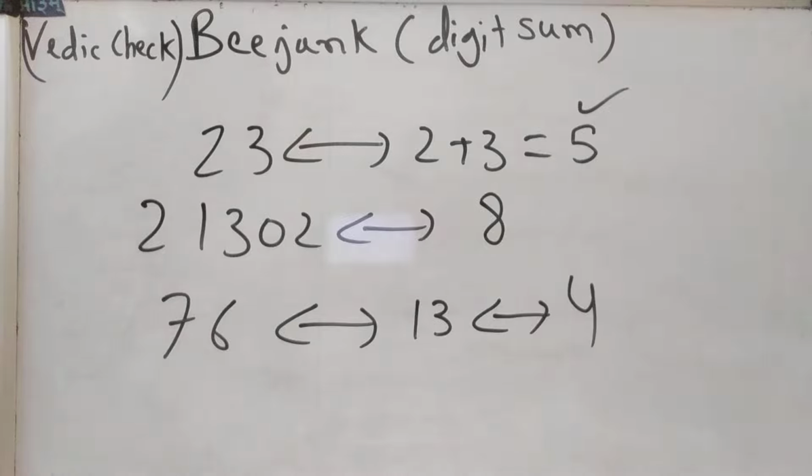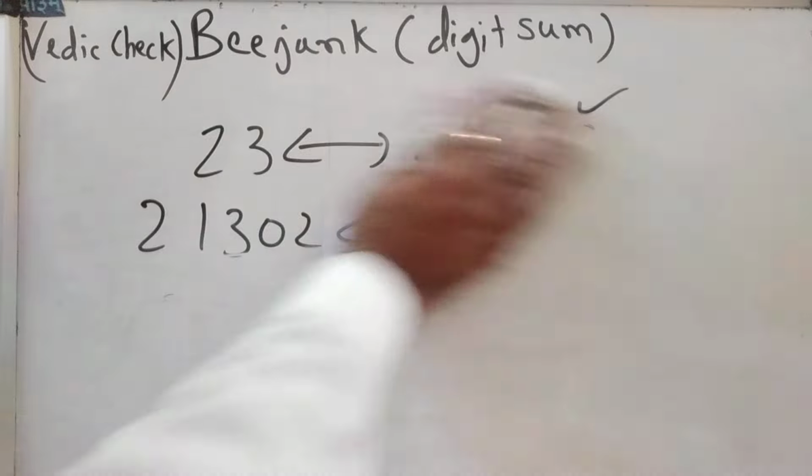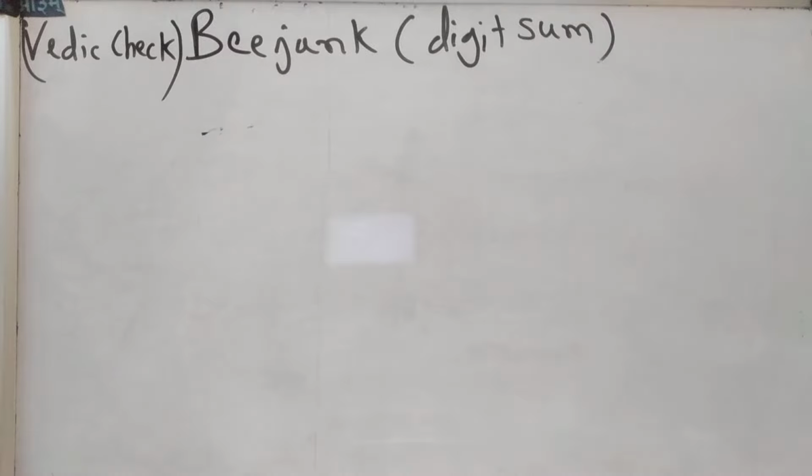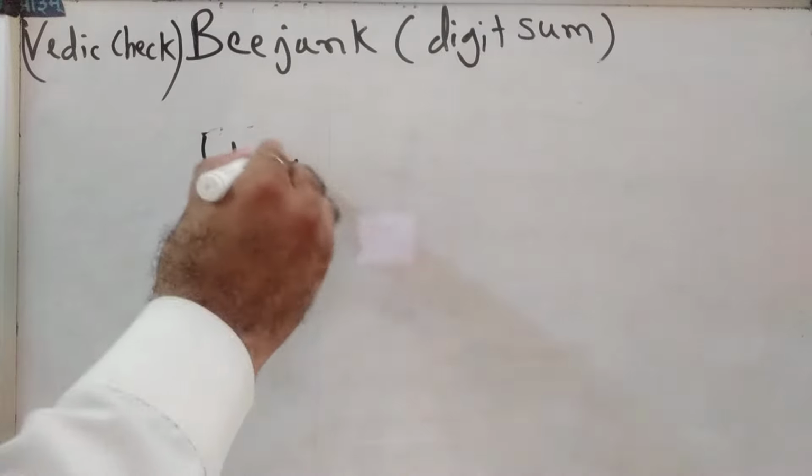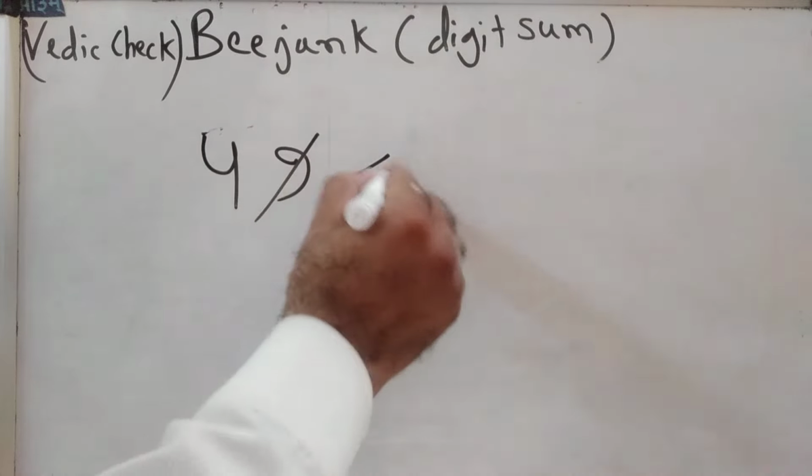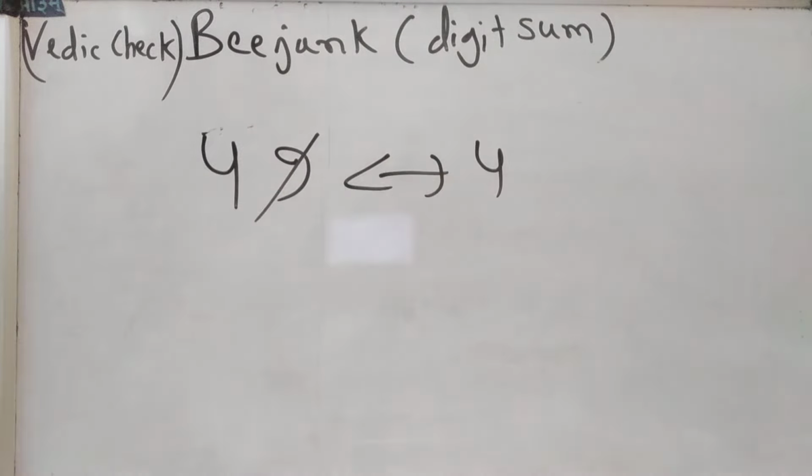If any number has a 9, we can delete the 9. Also, if any pair or group of digits which add up to 9 can be deleted. We take one example to find Bijank of 49. This 9 can be deleted and Bijank will be 4 only.